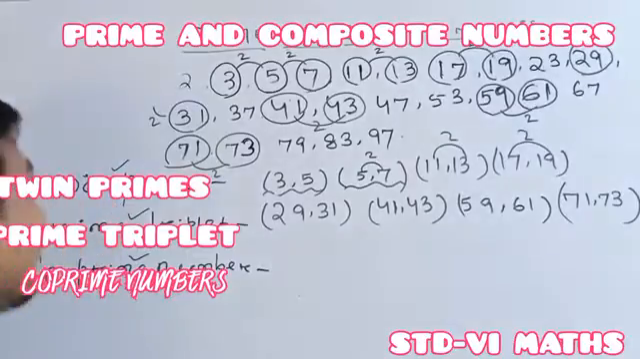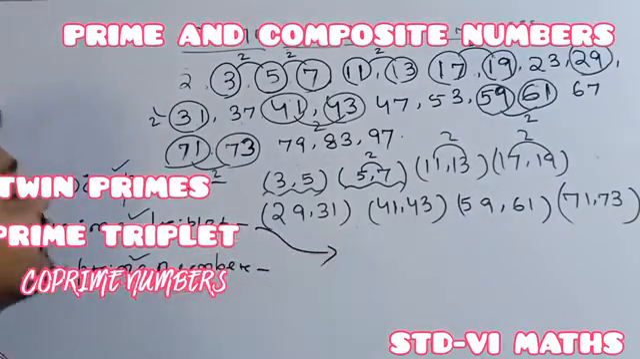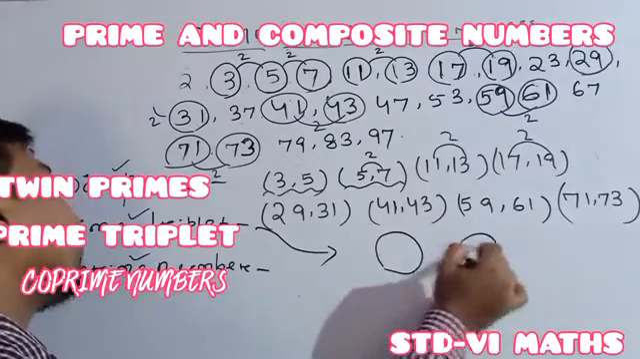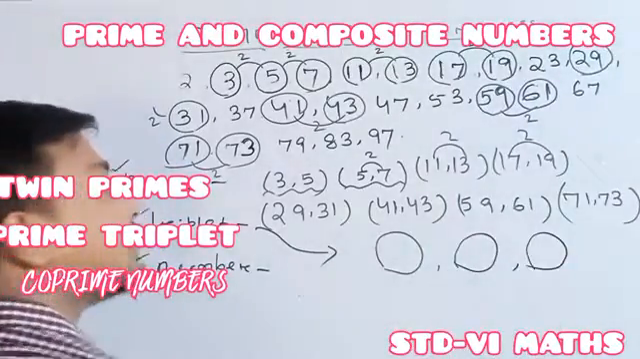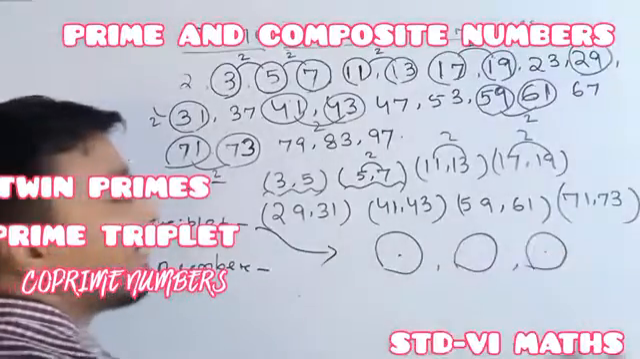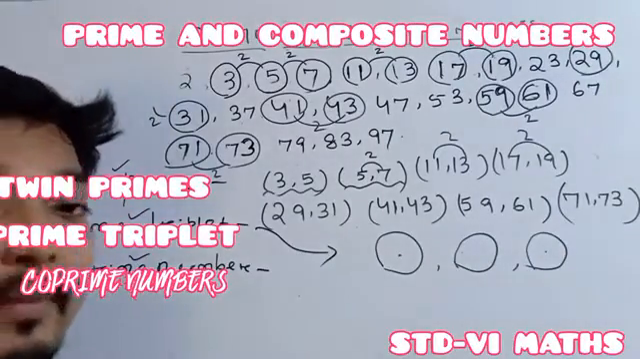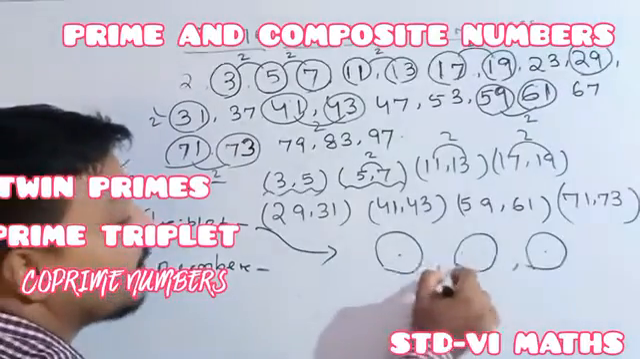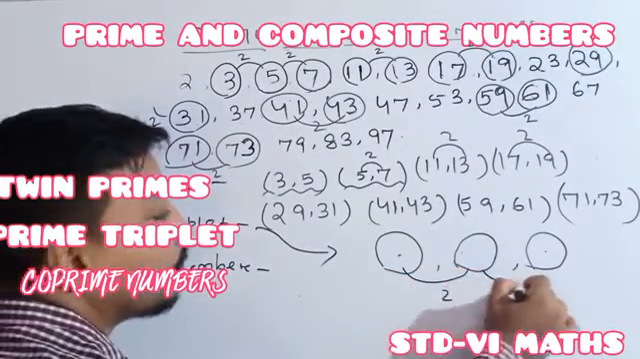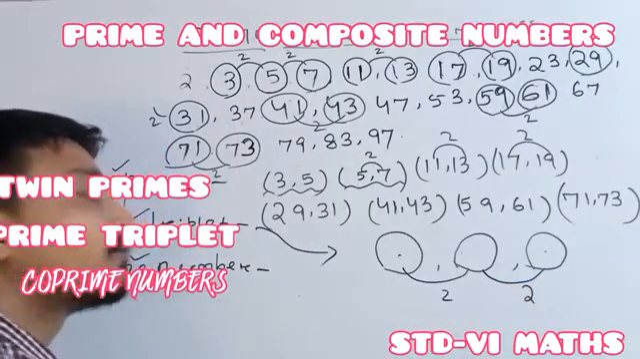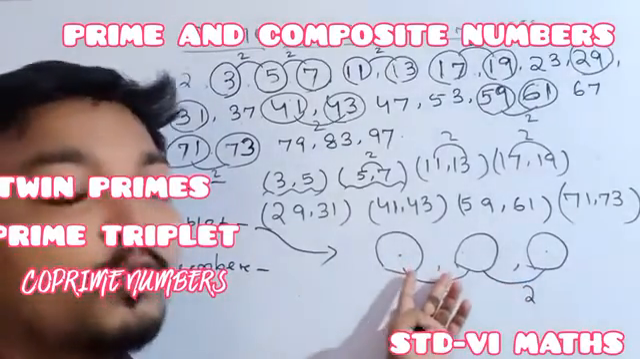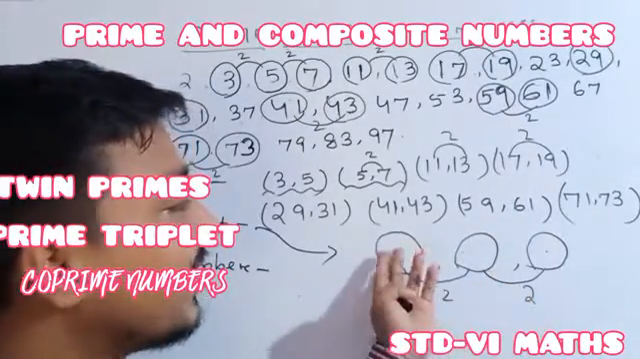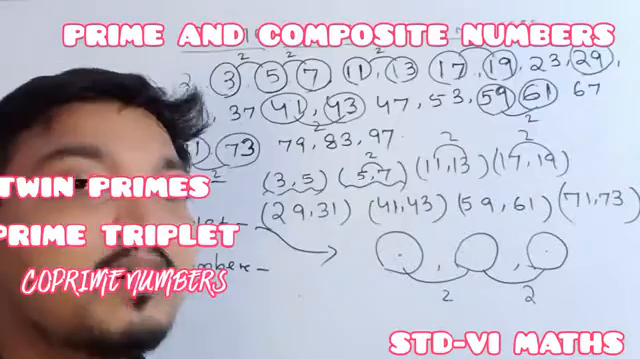Okay. And next one is our prime triplet. See, prime triplet means 3 prime numbers: one here, another one here, another one here. The 3 prime numbers we can call the prime triplet if from here to here the difference is 2, and from here to here also the difference is 2. So if the difference between two consecutive prime numbers is 2 in each case, then the 3 prime numbers we can call the prime triplet.